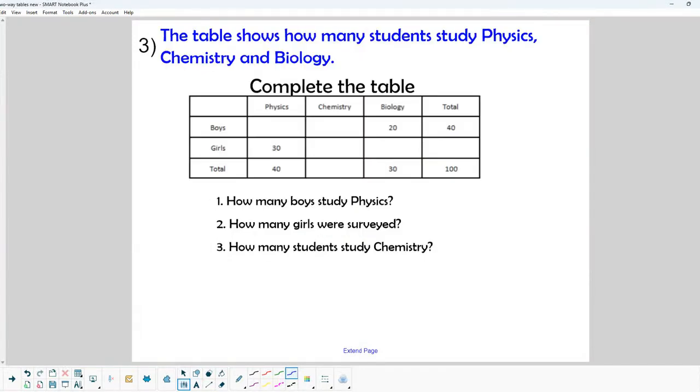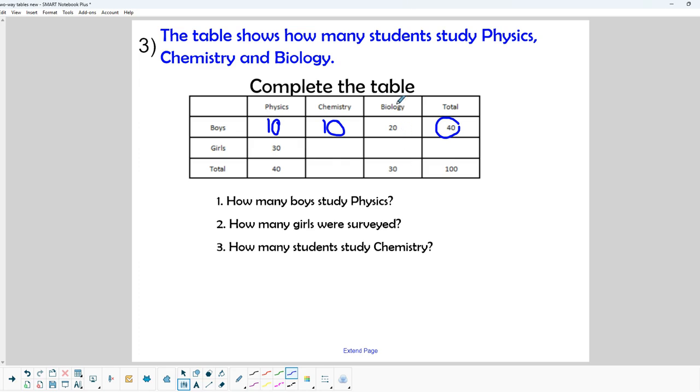Okay, on this one, this table shows how many students study physics, chemistry, and biology. Now remember, in each column and each row, the totals add up to the numbers on the end. So if we can start filling in missing bits of data, we can fill this table up. In this column, we know that boys and girls have to add up to 40, so we can fill that in with a 10. We know that these three numbers have to add up to 40, and 10 plus 20 is 30, so 30 plus 10 would give us a 40 in this column.